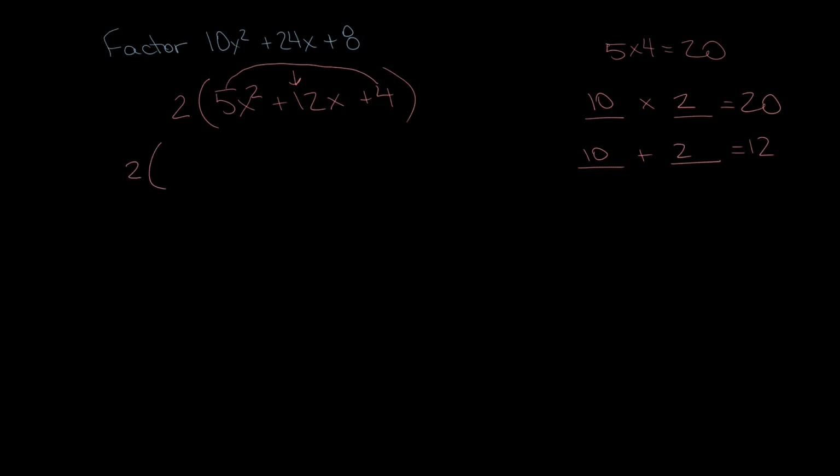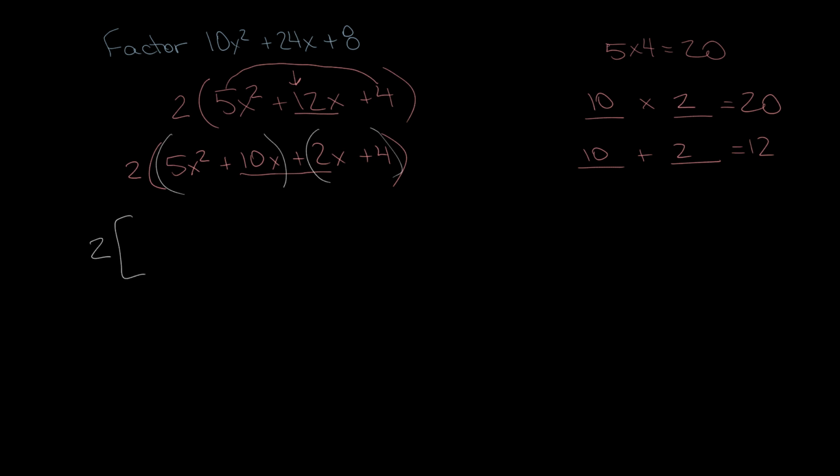I'm going to separate this: 5x squared plus 10x plus 2x plus 4. Remember that the 10x plus 2x is replacing the 12x. Okay, and then from this point, you're going to break it up because it's a quadrinomial.